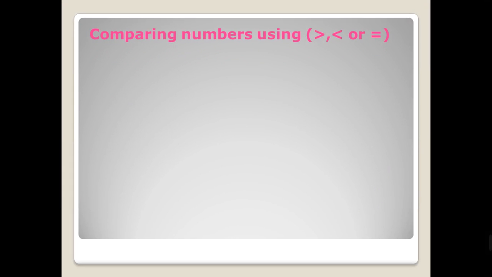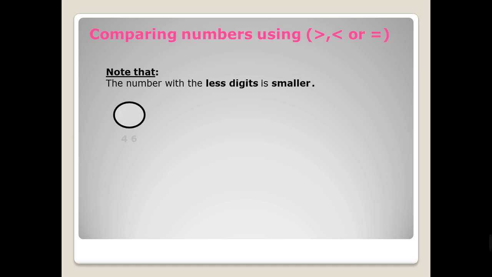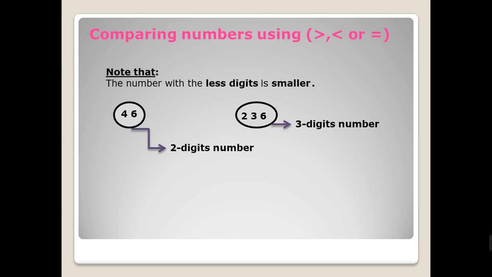Then comparing numbers using greater than, smaller than, or equals. Note that the number with fewer digits is smaller. For example, if we have number 46 and number 236. 46 has 2 digits, but 236 has 3 digits. So 236 is greater than 46. Excellent.